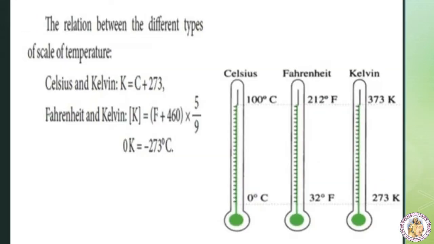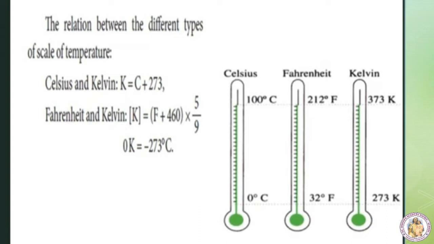Next, we'll see the relation between the different scales of temperature. We already know three scales: Celsius, Fahrenheit and Kelvin. Of these, only the Kelvin scale is called the absolute scale. To convert Celsius to the Kelvin scale, we have a formula: Kelvin is equal to Celsius plus 273. It means whatever the temperature is on the Celsius scale, you add 273 to it, and then we get the Kelvin scale.